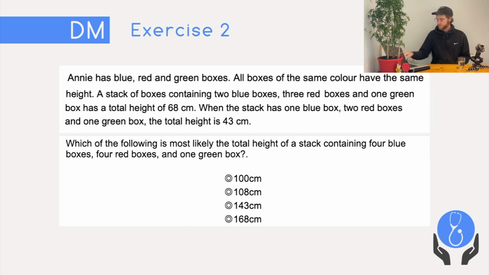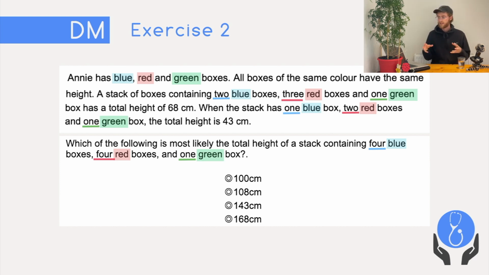So I'm going to highlight the relevant parts of this question for you, which are the 3 different types of boxes, and then the numbers of boxes in each stack. And what I want you to do is try and make some formulas for these 2 different stacks of boxes, and then a formula for the question at the bottom there. So you can pause the video now.